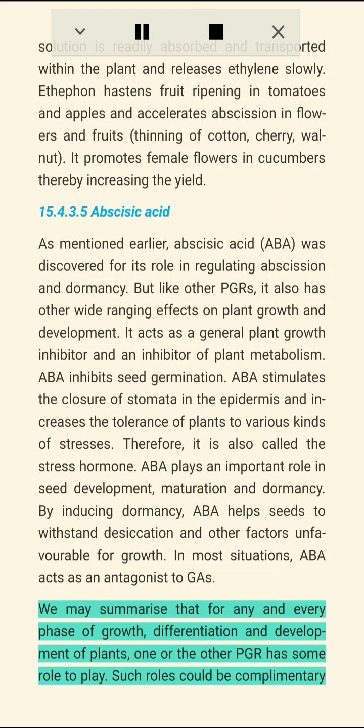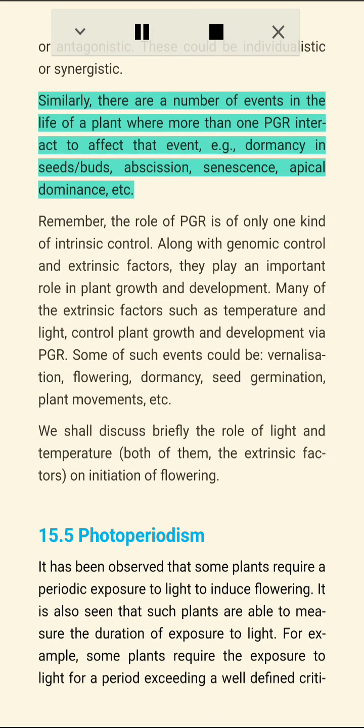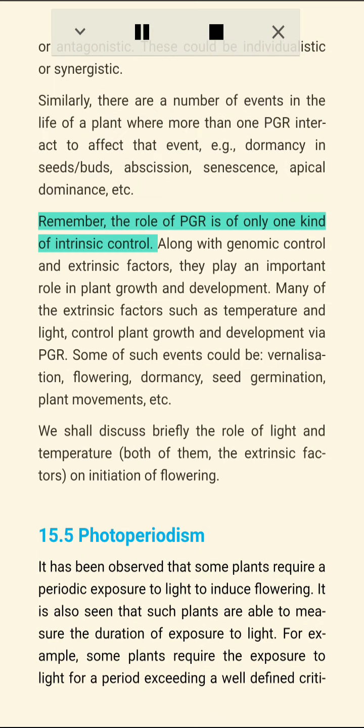We may summarize that for any and every phase of growth, differentiation and development of plants, one or the other PGR has some role to play. Such roles could be complementary or antagonistic. These could be individualistic or synergistic. Similarly, there are a number of events in the life of a plant where more than one PGR interact to affect that event, for example, dormancy in seeds, buds, abscission, senescence, apical dominance, etc.